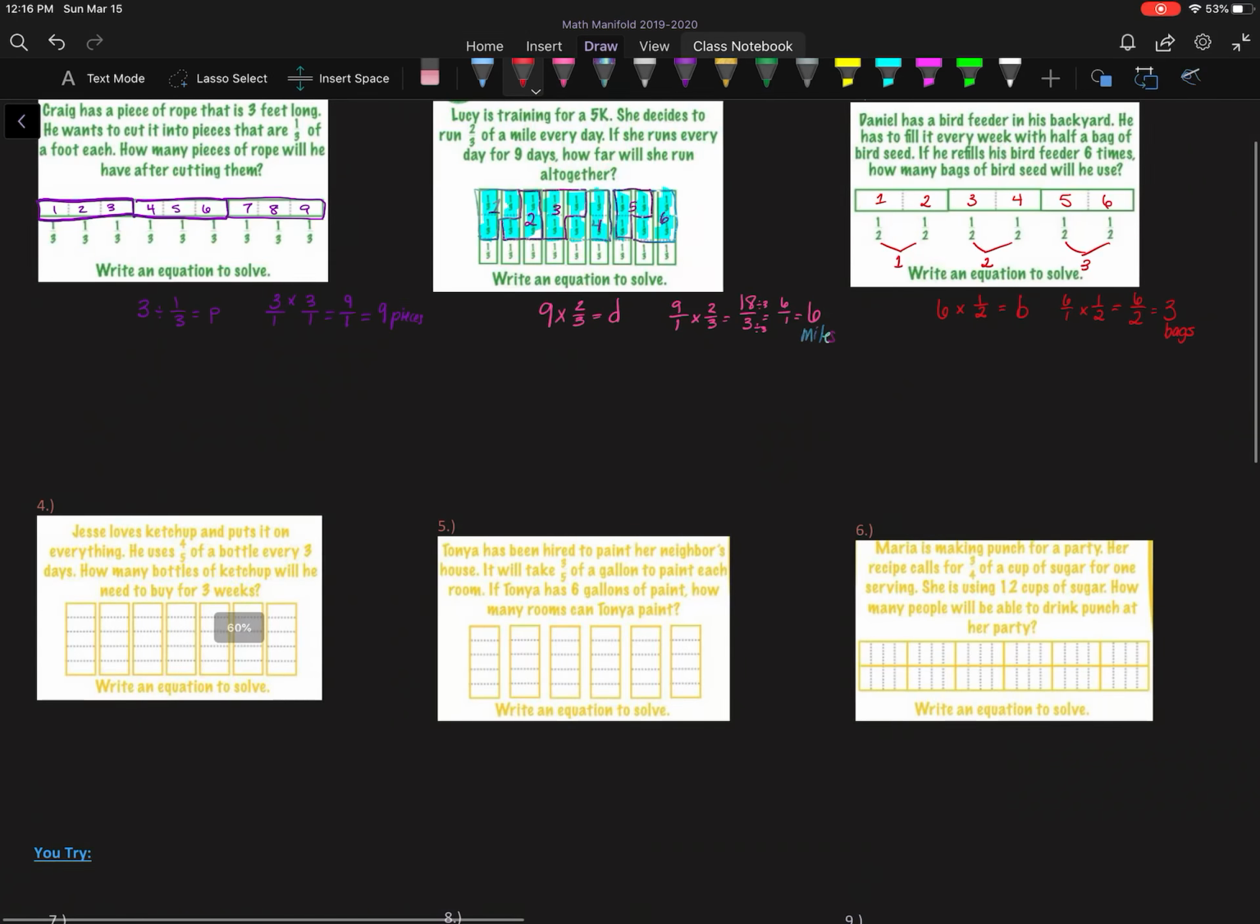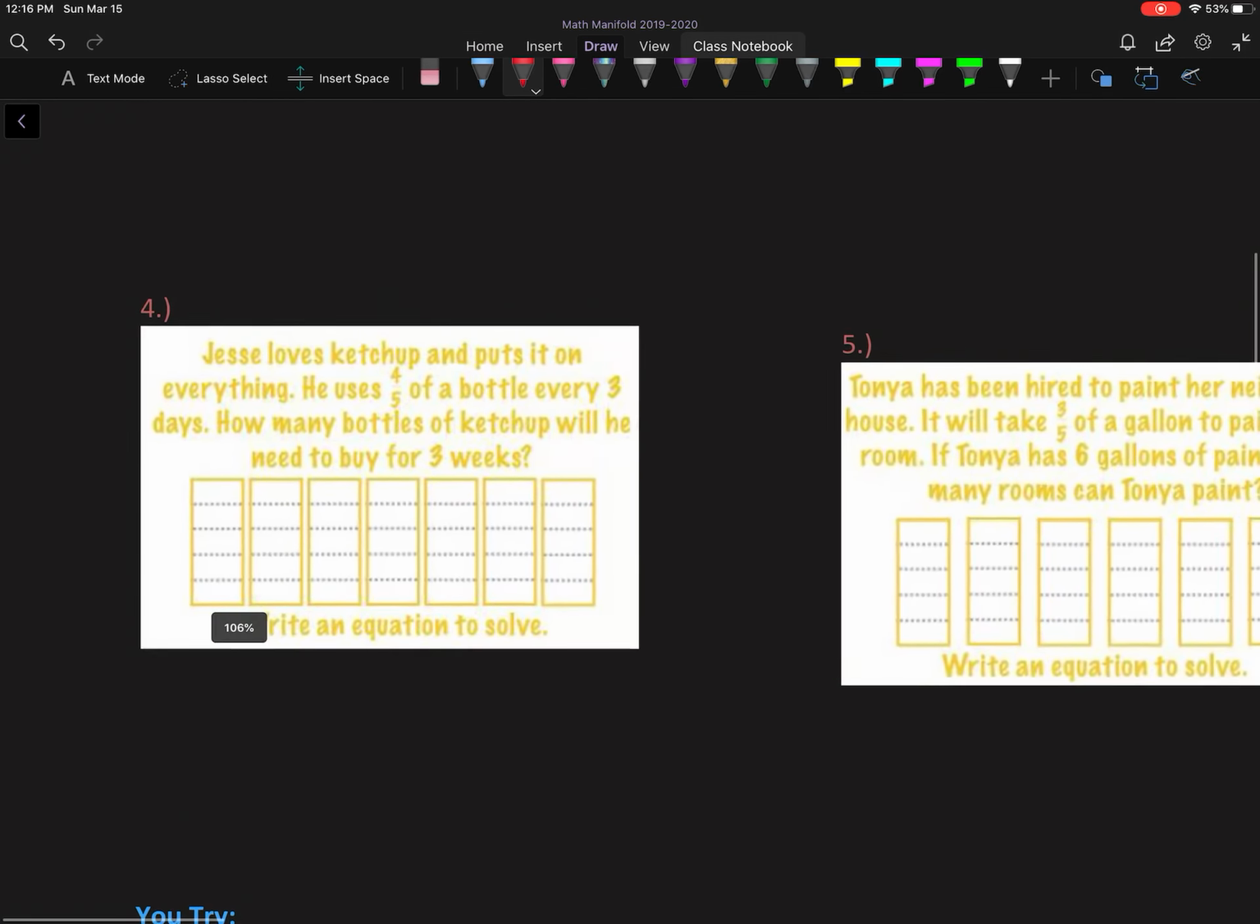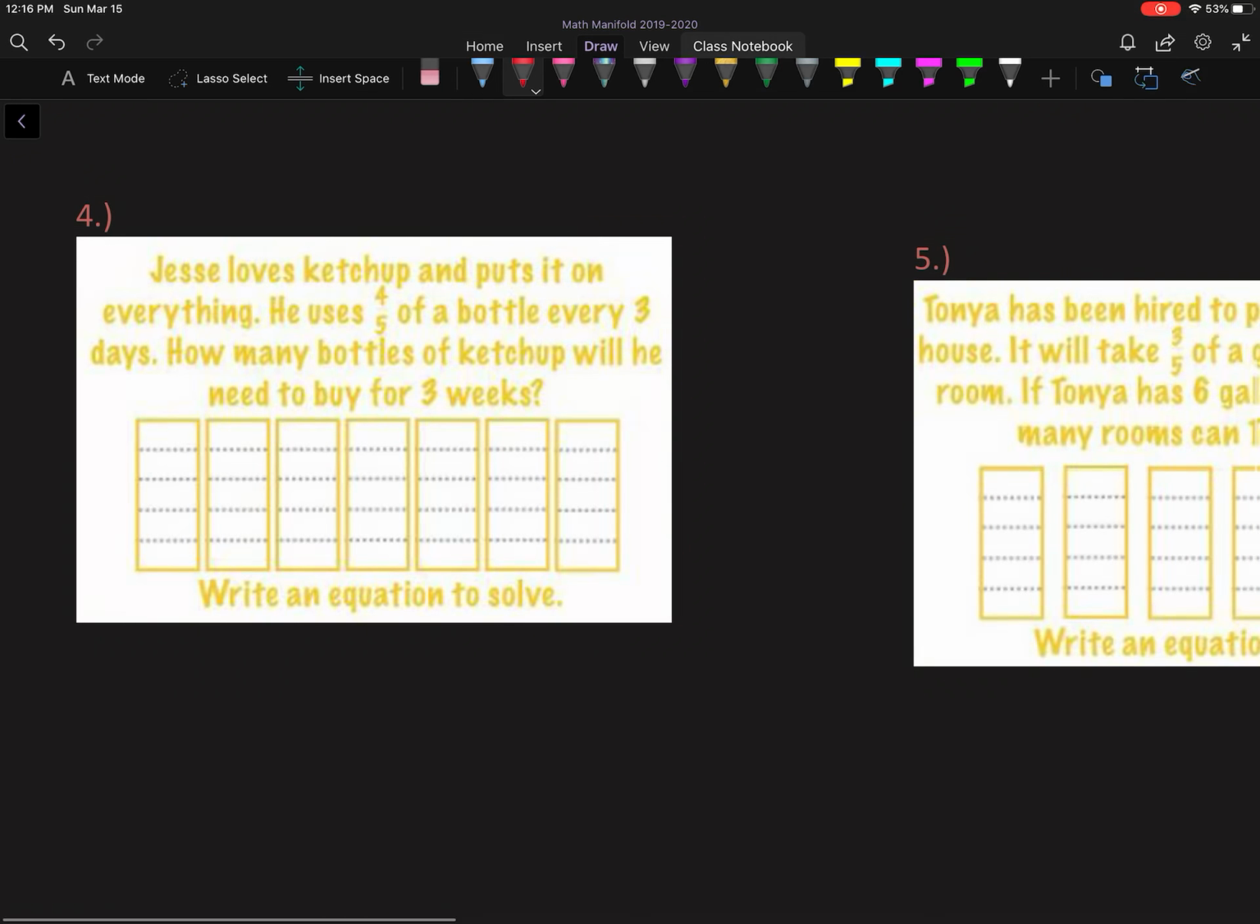Let's go ahead and look at another set that are a next level up, having us think about what it is really asking us to do. So Jesse loves ketchup, don't we all? And puts it on everything. It's a little much. He uses 4/5 of a bottle every 3 days. How many bottles of ketchup will he need to buy for 3 weeks?